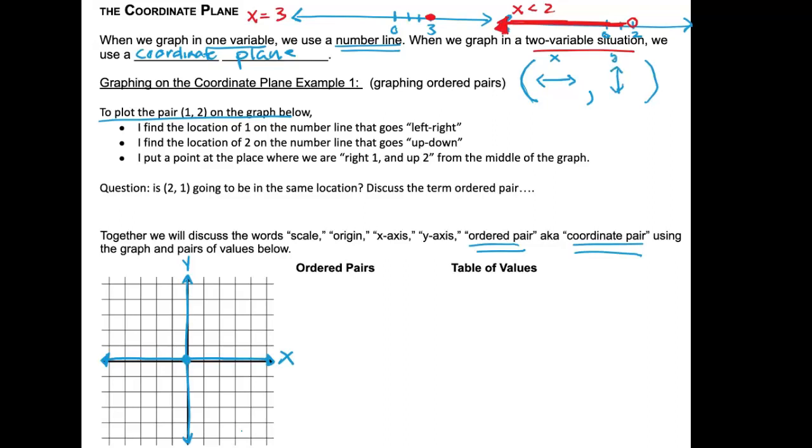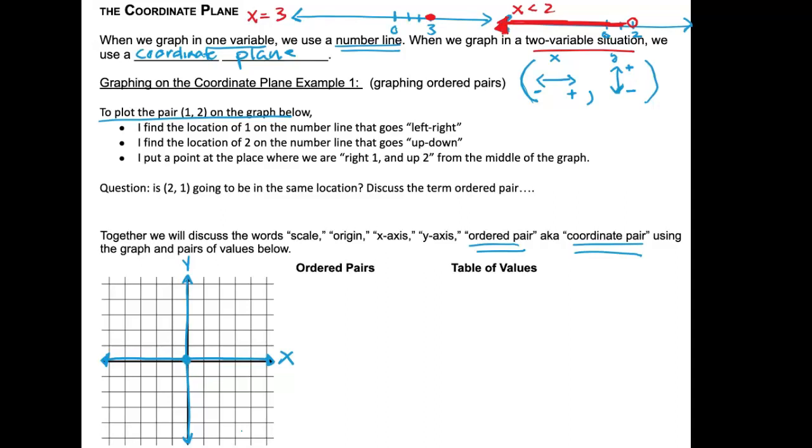And so if that first number is negative, that means go left. If it's positive, it means go right. If the second number is positive, it means go up. And if it's negative, it means go down. And so it's a set of directions that tell you how to move from the origin. So it's really important that you know that you're starting at the origin.